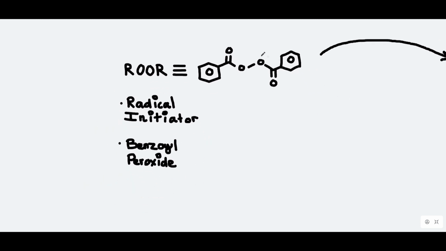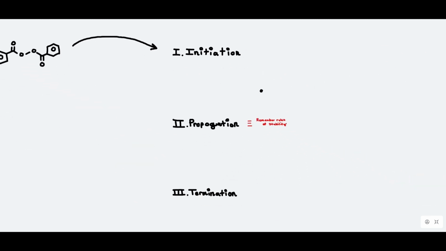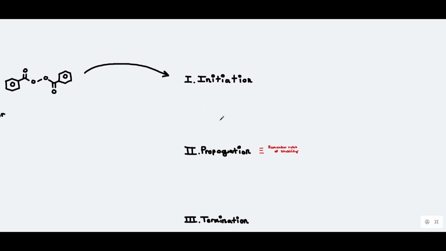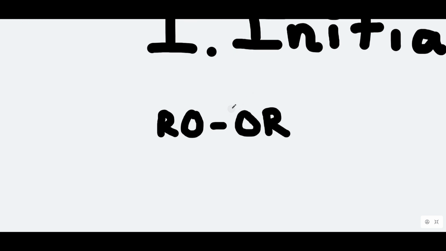All right, so now after looking at this, we can begin the mechanism. All mechanisms for radicals involve three steps: initiation, propagation, and termination. In terms of this sort of setup of question, you'll be using the three-step method. So let's begin with the initiation. Like I said, our ROOR group is going to be the radical initiator. So we're actually going to draw it out like this. This is because we're going to cleave this molecule so that it produces two identical radicals. And this can be done by the following reaction.